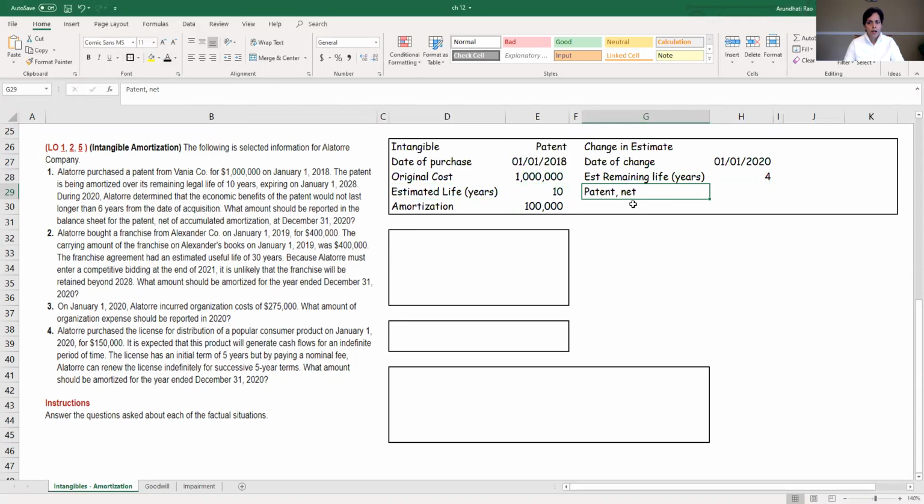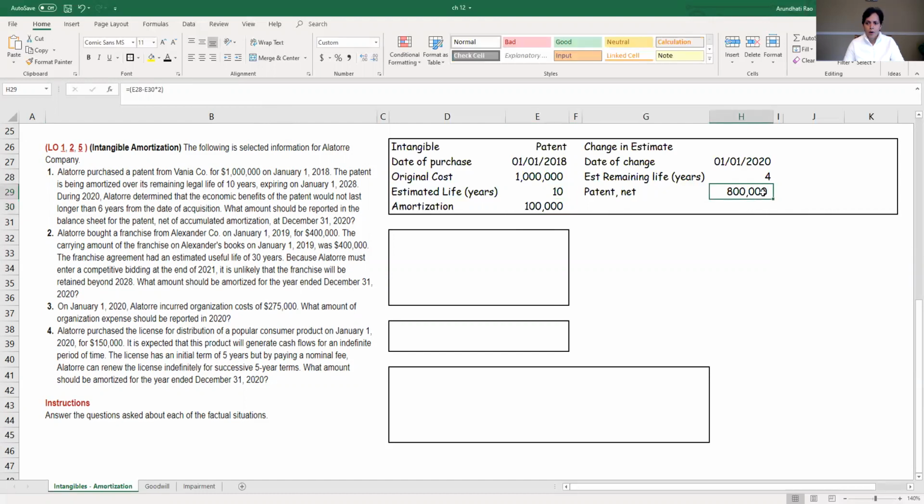What was the patent in the books? Remember, you always have intangibles at net, unlike your property, plant, and equipment, where you would have the original cost, less accumulated depreciation, and then you say building net, and you give the amount. For all intangible assets, you just report the net amount. So the net amount at this point in time is $800,000. That is at the date of change. So $100,000 is the amortization. We've done it for 2 years. So the past, it is what it is. We're not going to make a change.